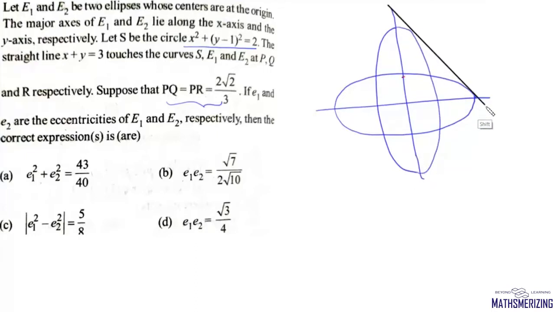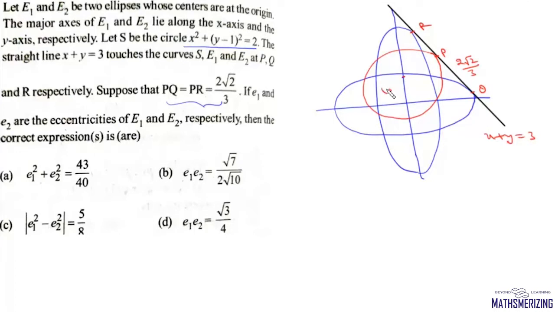Now there will be this common tangent, and then we have a circle whose center is at (0, 1), which also touches this given line. Equation of this line is x plus y equals 3, and it touches this circle at P, E1 at Q and E2 at this point R, and this PQ and PR is 2 root 2 upon 3.